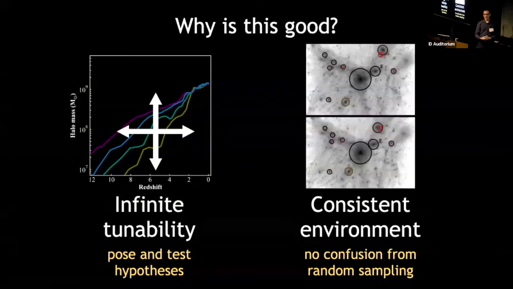So why is it good to do something like this? There are a number of reasons, but to give you two, one is that you have infinite tunability. It's not just that you can make two sets of initial conditions and contrast these two. You can go back, maybe make a hypothesis based on the two that you originally have, and then make more. You can do intermediate cases or more extreme cases.